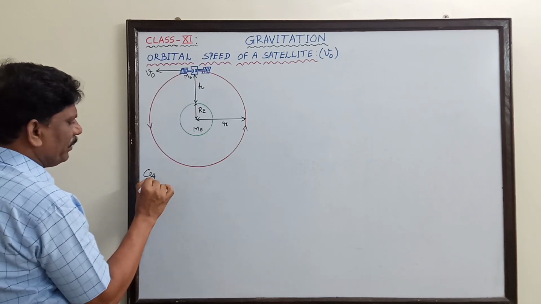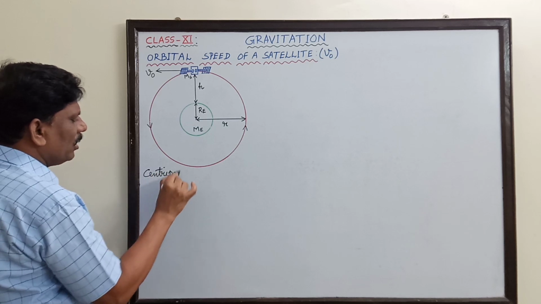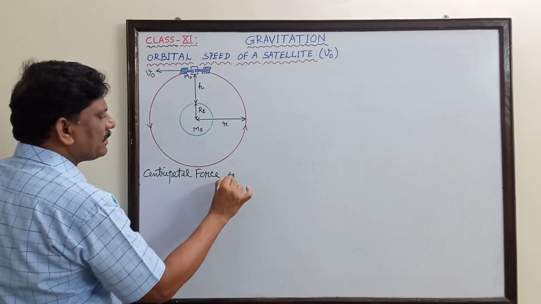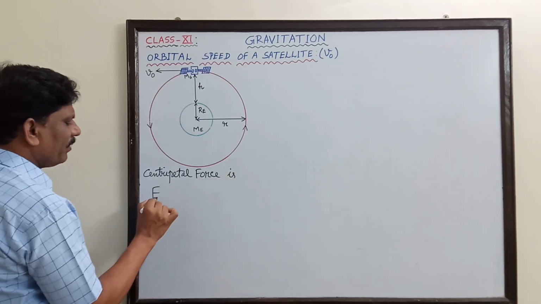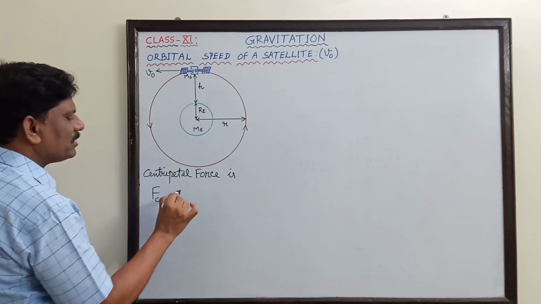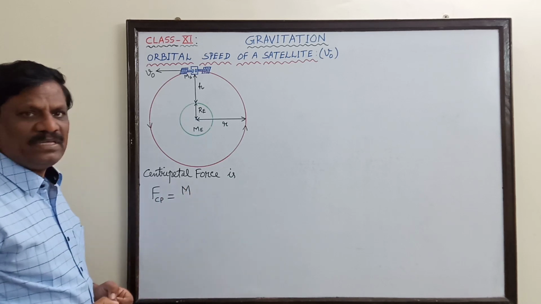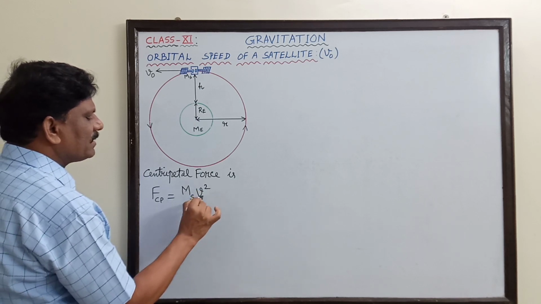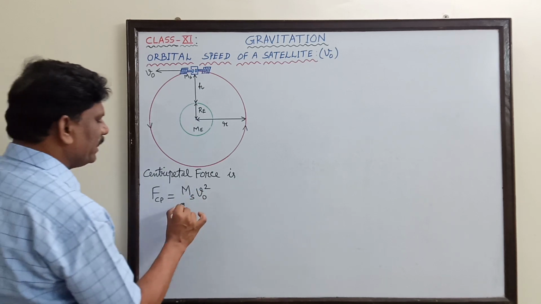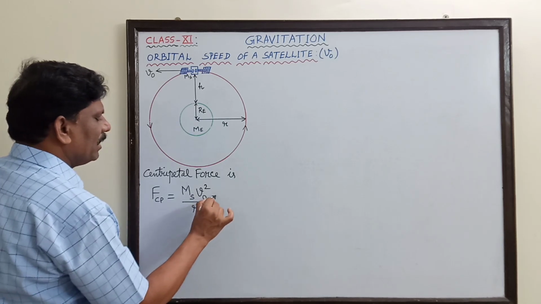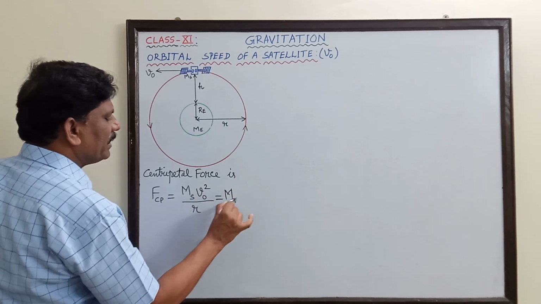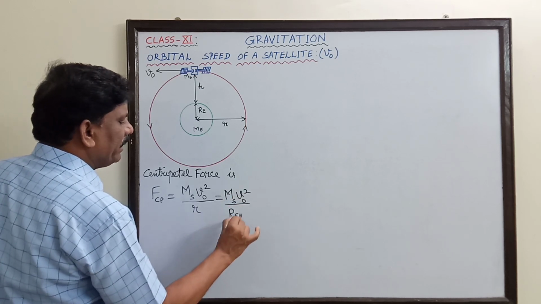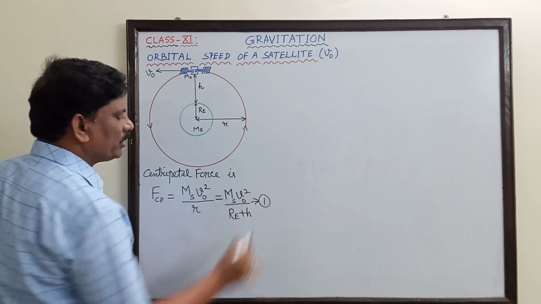Now, what is the centripetal force? The centripetal force on the satellite is given by F centripetal equal to, we have studied, mv square by r, is it not? So the mass of the satellite is MS and v square is VO square divided by r, which is equal to MS VO square divided by RE plus h. So this is equation 1.